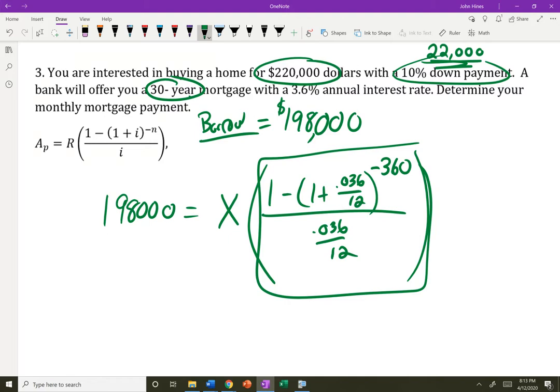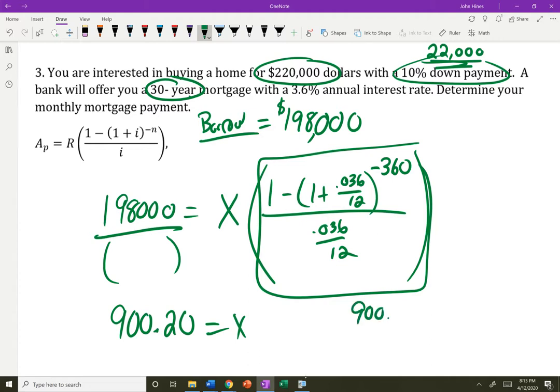So I'm typing that big fraction into my calculator, and I got like 219.95. And now I'm going to divide that over to solve for x. I'm going to divide that by that crazy fraction. So 198,000 divided by my answer tells me I need to pay $900.20 a month. So $900.20 a month to buy that house. Now, I hate to break it to you folks, that doesn't include property taxes, and that's stuff we're going to look at next week. We're going to do a buying a house project. That's just for paying for the house.